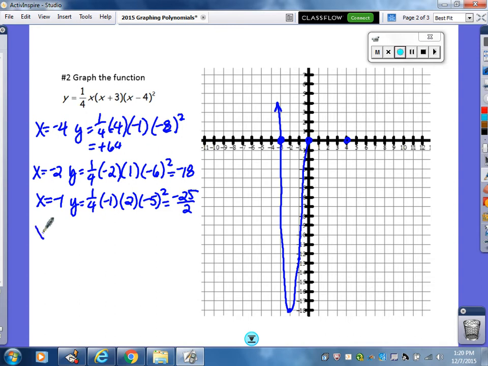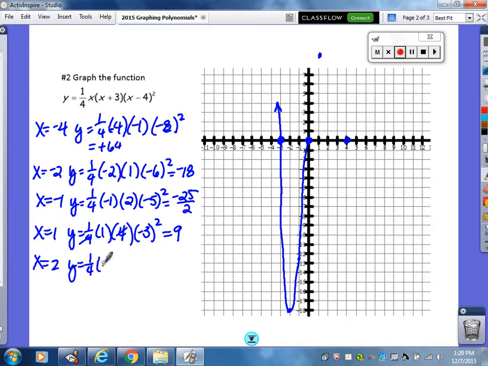All right, let's plug in +1. So y is equal to 1/4 times 1 times 4 minus 3 squared. Well, those 4's divide out, leaving me with +9. And unfortunately, I didn't draw my graph big enough. So that 7, 8, 9 is about there. All right, let's do x equals 2. Y is equal to 1/4 times 2 times 5 times -2 squared. That's going to be my 4's, leaving me with 10. All right, so 2, 10. One more.